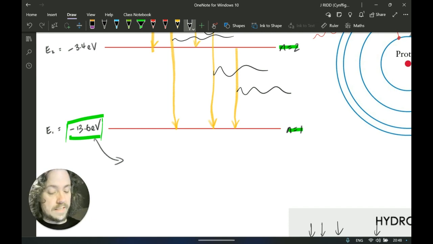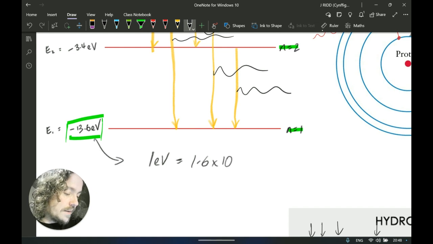And just while we're at it, converting between electron volts and joules. So 1 eV is equal to 1.6 times 10 to the minus 19 joules. All right, that's 1 electron volt. It's just a very, very small unit of energy.